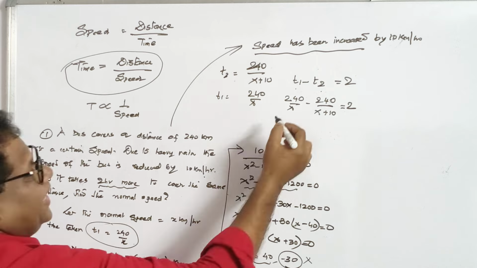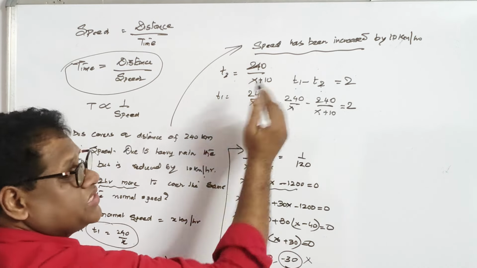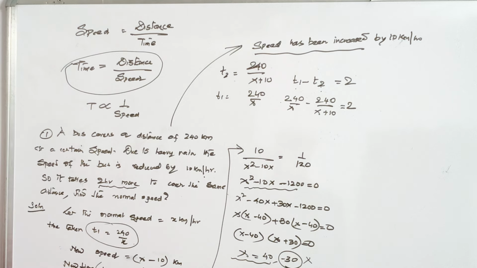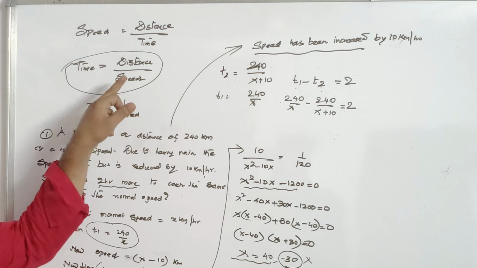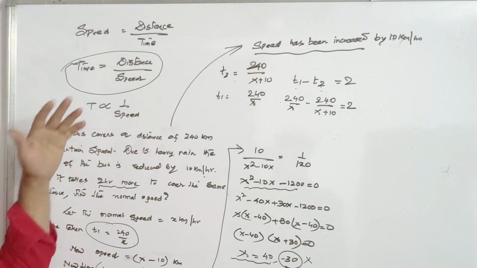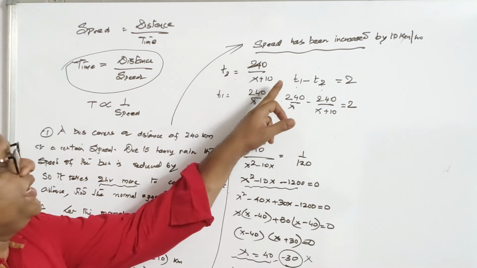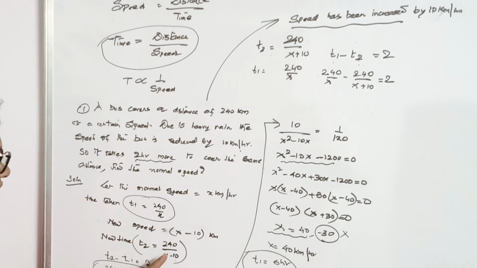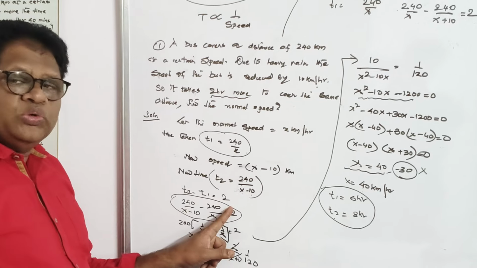A slight error in framing this equation, instead of t1 minus t2, if you do t2 minus t1, you will get a wrong expression and that will fetch a wrong result. So once again, let me discuss. The time is inversely proportional to speed. The speed increases means time reduces. Here, when the speed increased, the time reduced, so we applied t1 minus t2 equals 2 hours. But here, the speed reduces means time taken is more, so t2 minus t1 equals 2 hours.